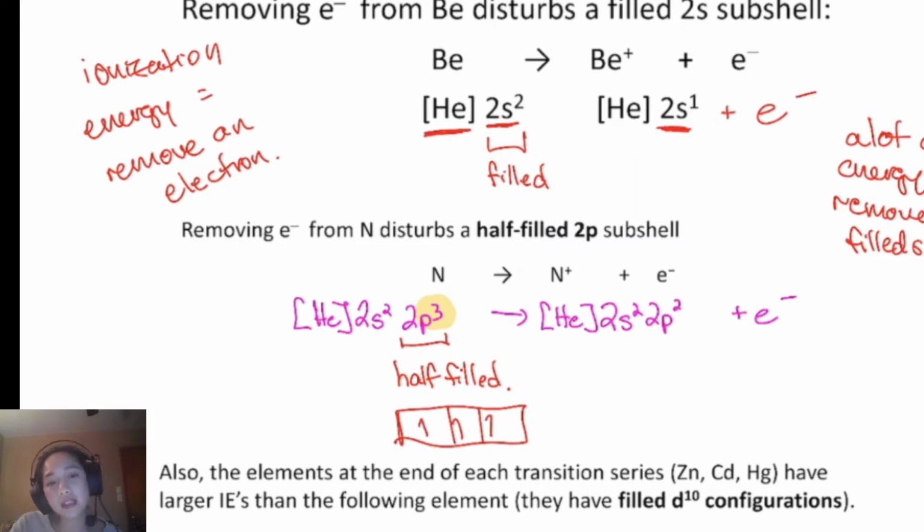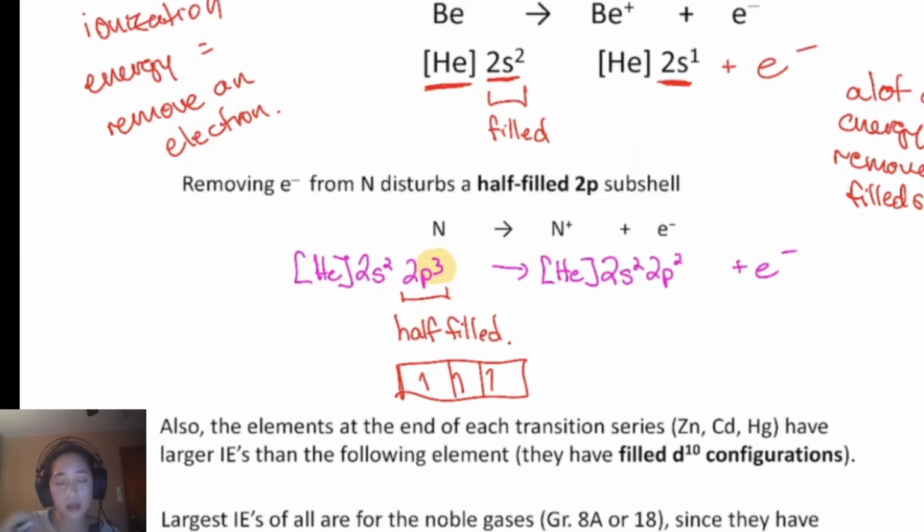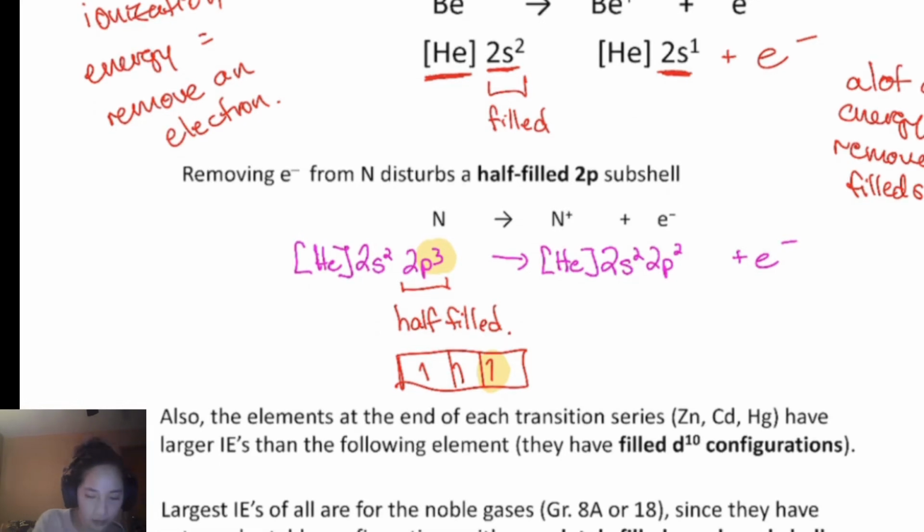So there's some stability here when it's half filled. So it will be a lot more difficult to remove this electron because they're all spinning in the same direction. So we can compare this to oxygen. If we did this for oxygen, its electron configuration is helium, 2s2, 2p4. And so if we make an oxygen cation, remove one of those electrons.